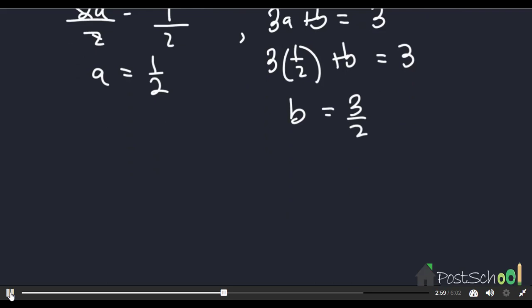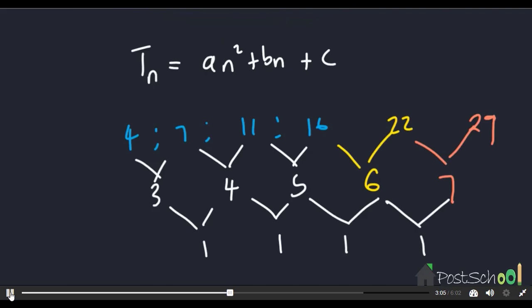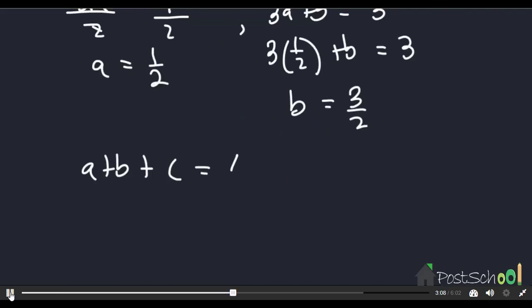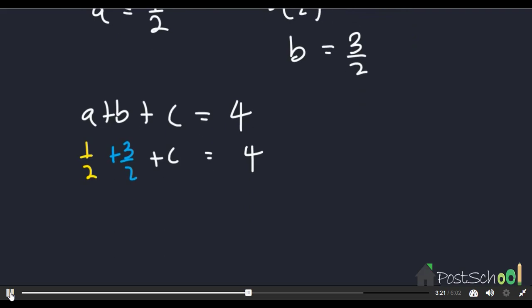Now for the last part, we can say a plus b plus c equals this number, 4. Therefore a is equal to half, b is equal to 3 over 2, plus c equals 4. This is going to be 2 plus c equals 4, and c is equal to 2. Now I've found all the values. Tn is equal to half n squared plus 3 over 2n plus 2.